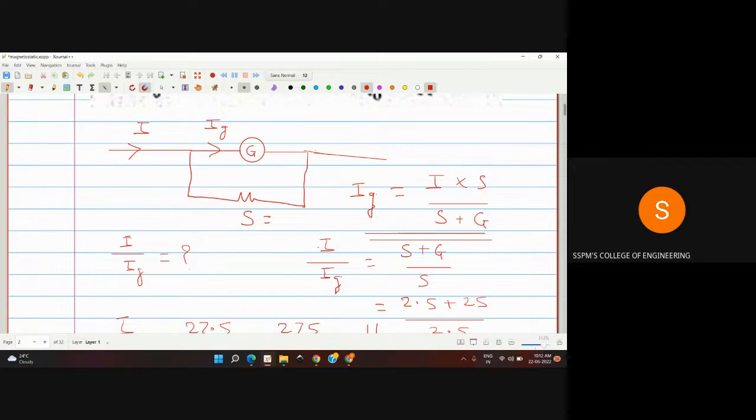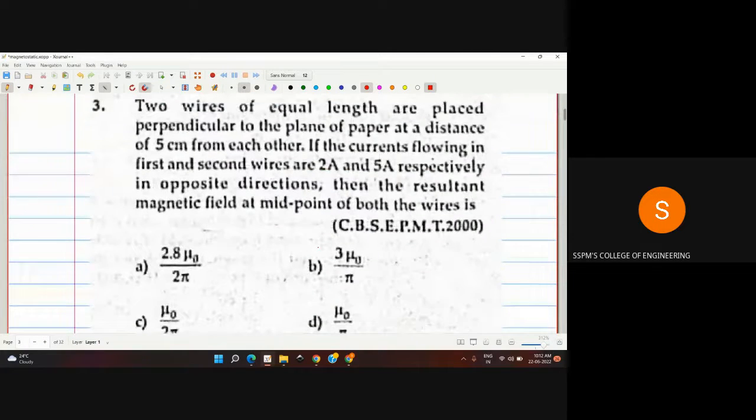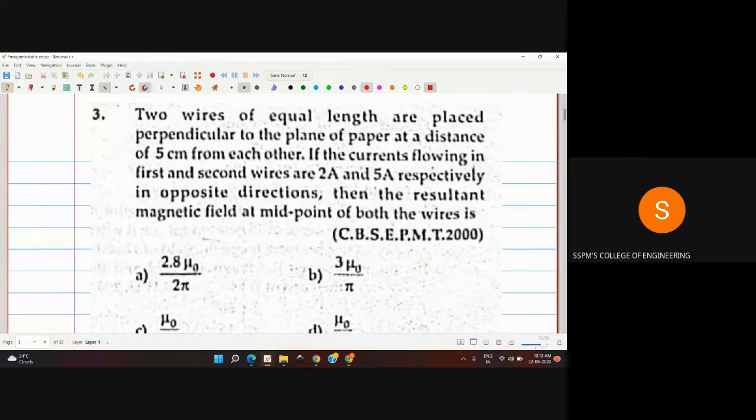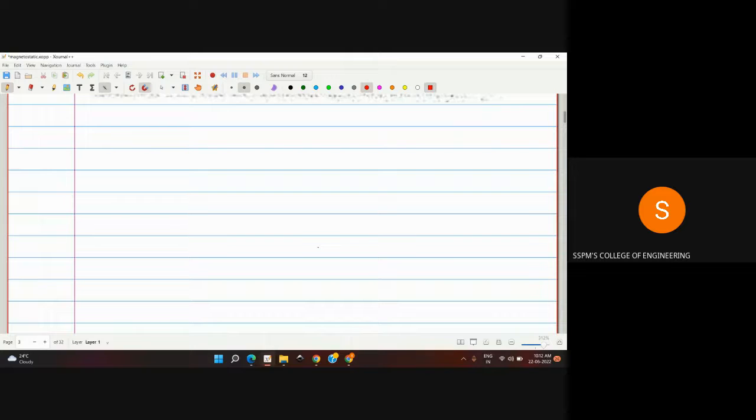मी आता हे मी बघितलं ना प्रिपरेशनच्या वेळेला, तर गॅलनमीटरवर जास्त क्वेश्चन विचारलेले आहे. सो लेट वी स्विच ओव्हर टू द नेक्स्ट एक्झाम्पल. आता या एक्झाम्पल मध्ये काय केलेलं आहे, 2 wires of equal length are placed perpendicular to the plane of the paper at distance 5 centimeter from each other, and if the current flowing through the first and second wire are 2 ampere and 5 ampere respectively in opposite direction, then what is the resultant magnetic field at a midpoint of both the wire. आता हे मॅग्नेटिक फ्लक्स वर आहे.